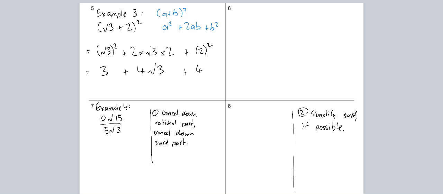Now we collect like terms. We've got 2 rational numbers here with no surd part, so 3 and 4 is 7. And then we've got a surd part here, 4 root 3, so it just needs to be tacked on to the end. So it's 7 plus 4 root 3. Questions before I move on?